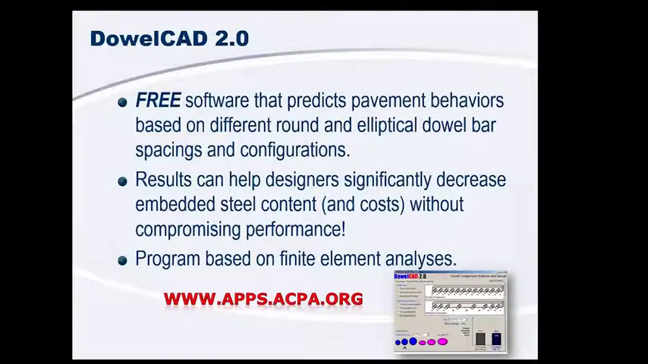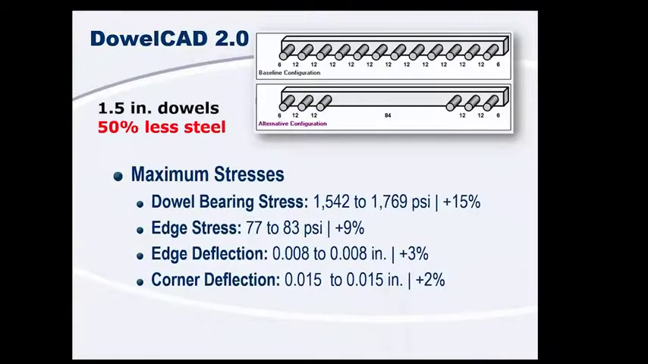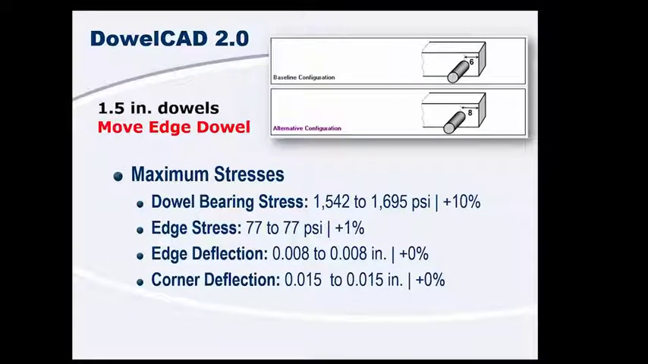This has actually also been studied using software called DowelCAD. This is another free software. I believe it's linked to from our apps library. And this can analyze different dowel configurations. You can see if you eliminate some of the dowels, you can analyze the bearing stress, the edge stress, and the deflections. You can also analyze what happens if you move a dowel away from the edge of the pavement. The reason you may want to do this is to reduce the risk of the edge dowel actually being clipped by the paver.